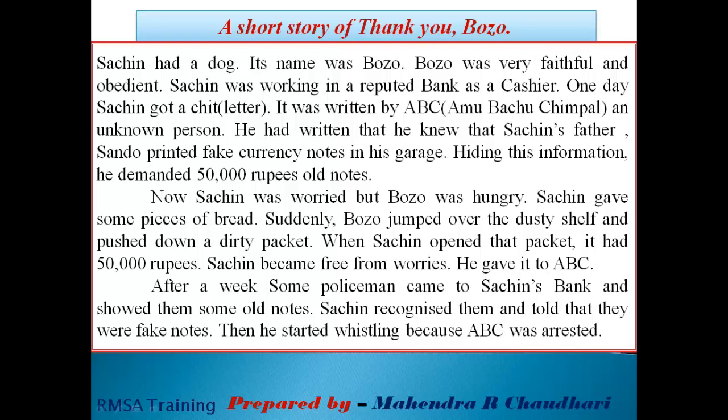Suddenly Bozo jumped over the dusty shelf and pushed down a dirty packet. When Sachin opened the packet, it had 50,000 rupees. Sachin became free from worries. He gave it to ABC. After a week, some policemen came to Sachin's bank and showed him some old notes. Sachin recognized them and told them that they were fake notes. Then he started whistling because ABC was arrested.